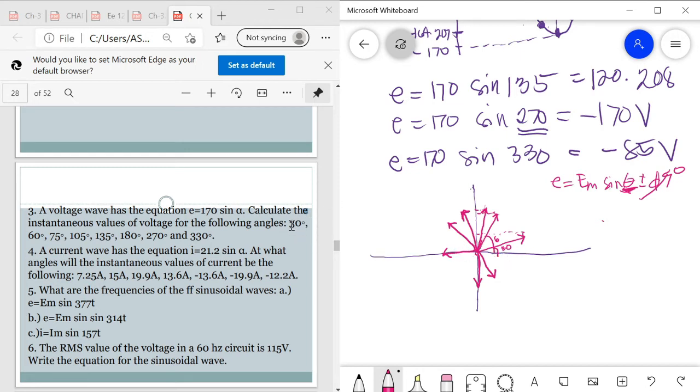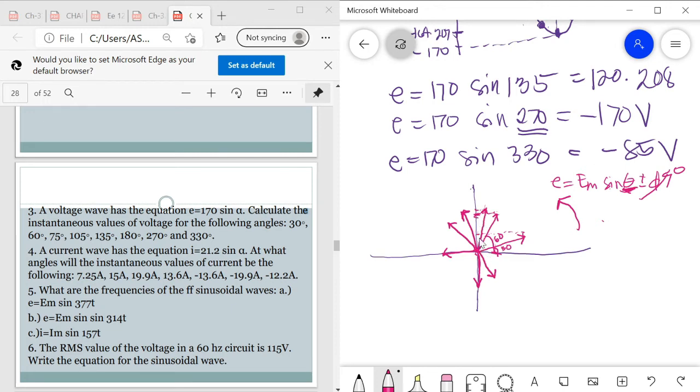Since these angles are positive, it is read anti-clockwise because your angles are positive. So from our reference, 30 degrees is here. If you project this to your y-axis, this is the value of your instantaneous voltage. Okay? So next one is 60 degrees. From the reference, counterclockwise, here is your 60 degrees. Project it again, and here is the value of your instantaneous voltage.